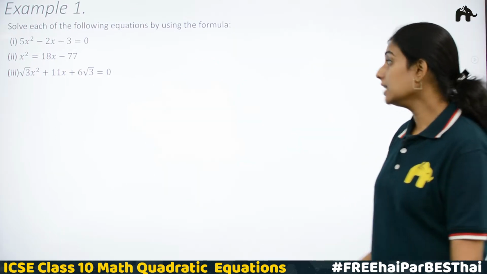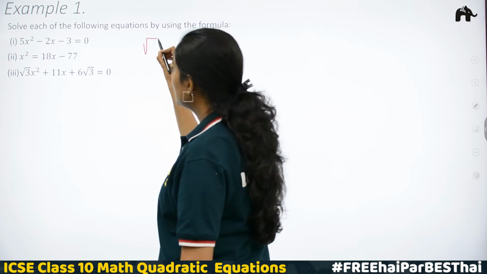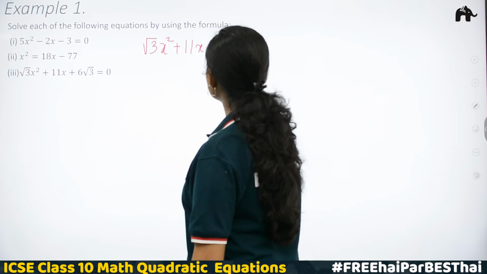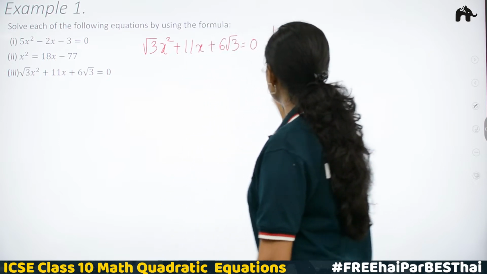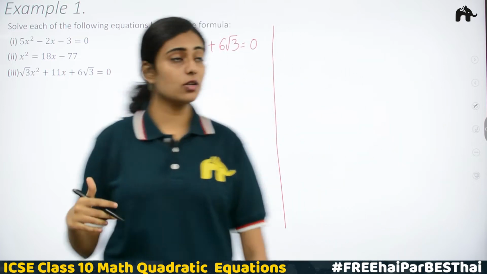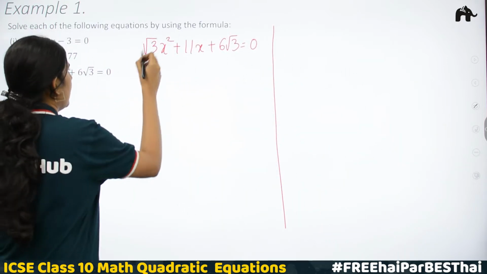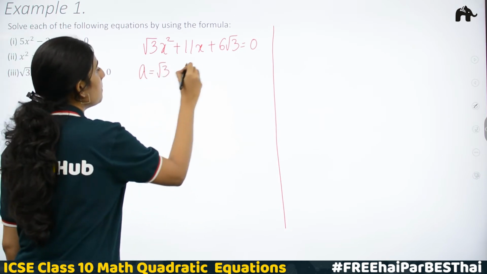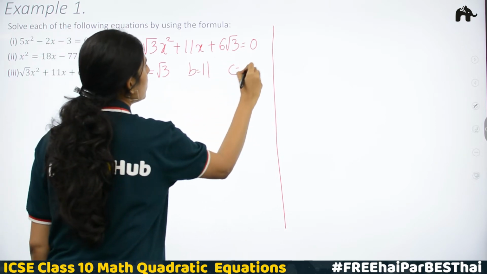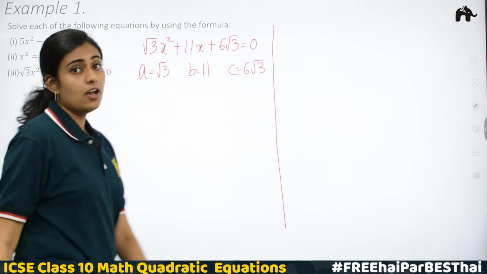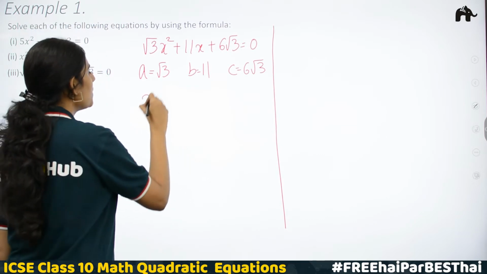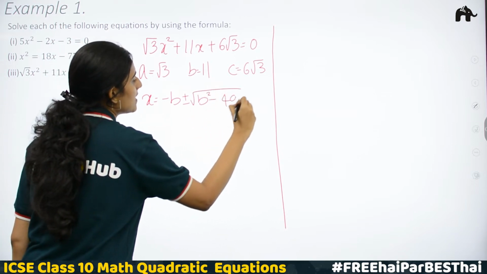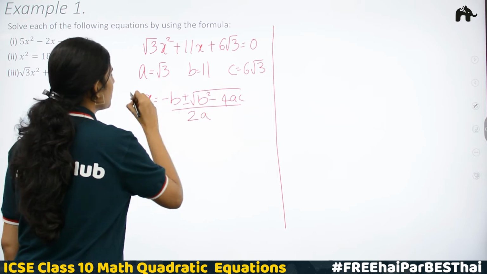Now the third equation, we have root 3 x square plus 11x plus 6 root 3 is equal to 0. Here in this equation we have roots for the coefficients. Let's take a. What is a? a is equal to root 3, b is equal to 11 and c is equal to 6 root 3. What is the quadratic formula? x is equal to minus b plus or minus root of b square minus 4ac divided by 2a.